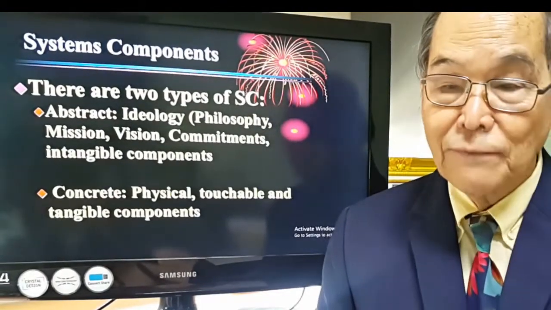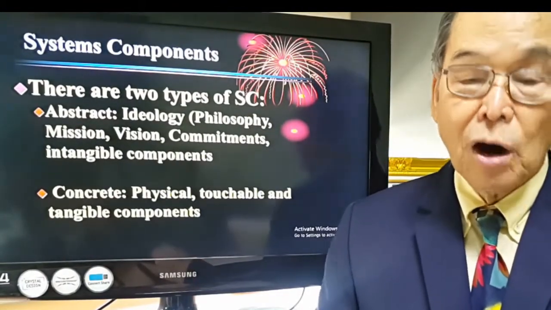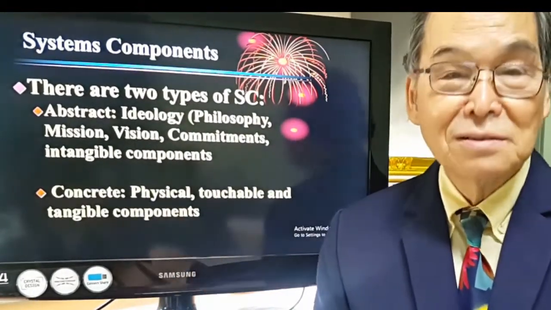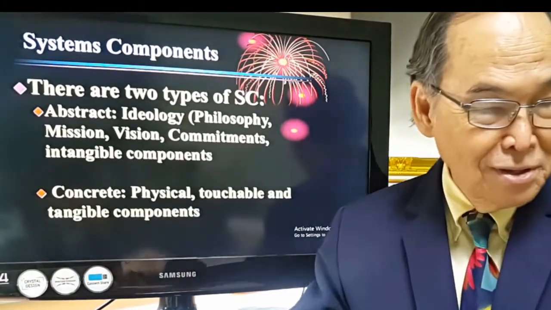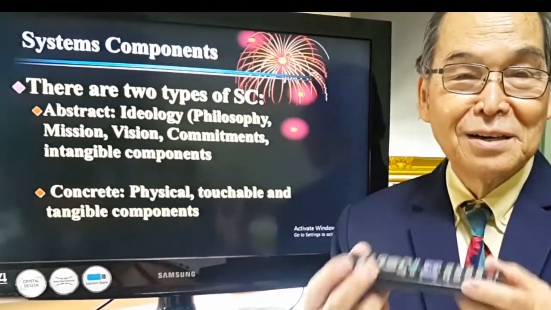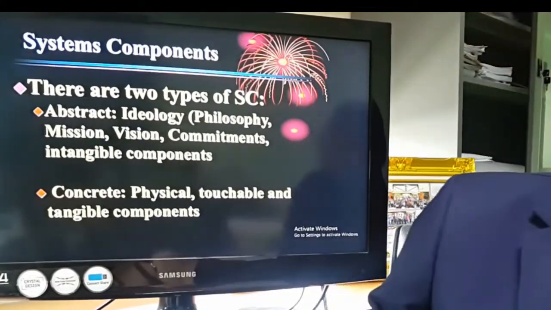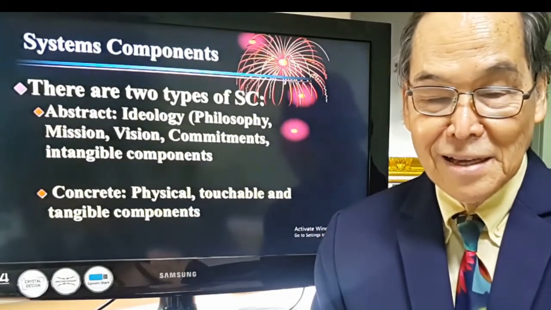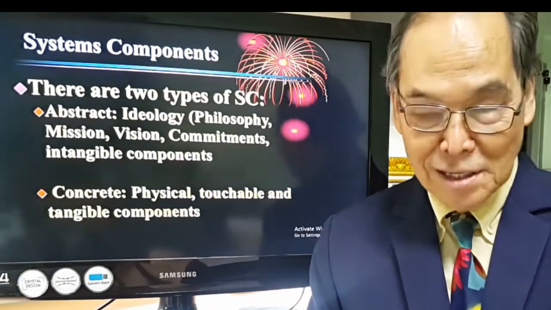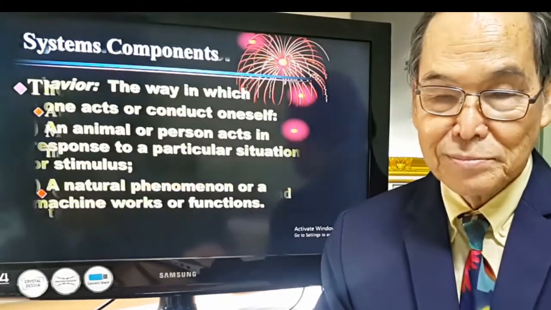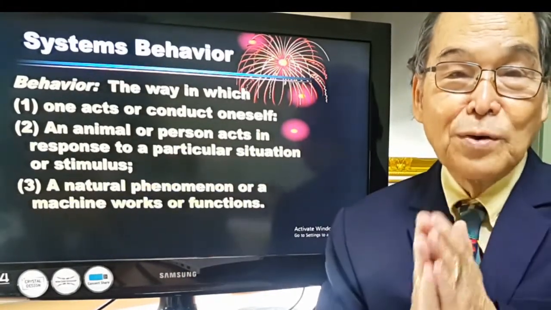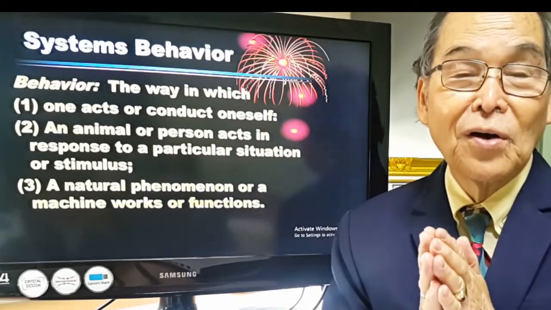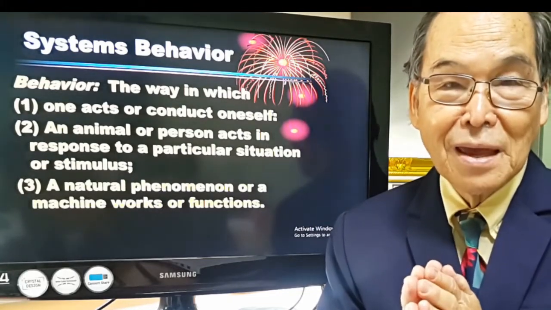Now, the second type of system component is concrete components. Mostly they are physical, touchable. You can bring it up, you can hear, you can see, and other tangible components. Now, we will stop here before we move to the second part of our video clip, system behavior.